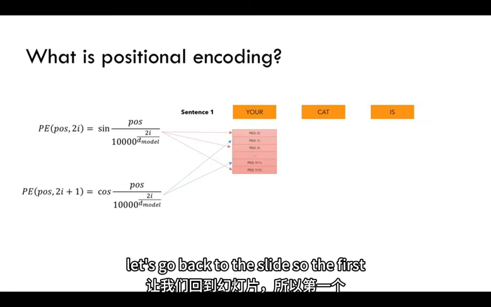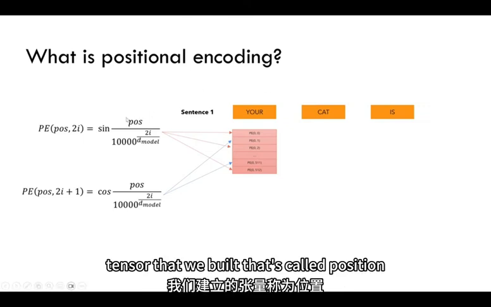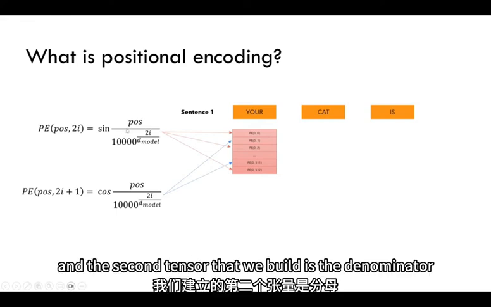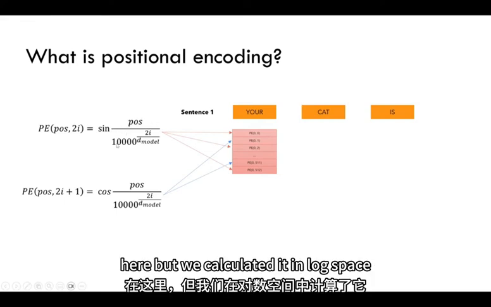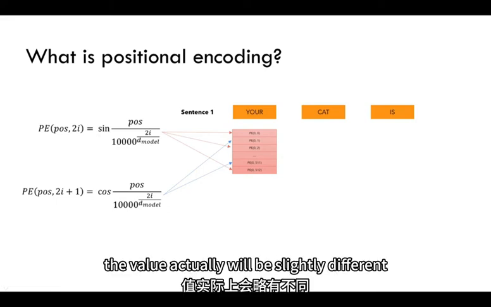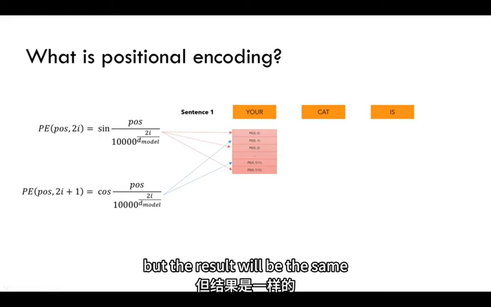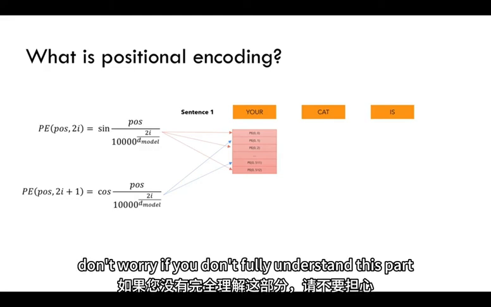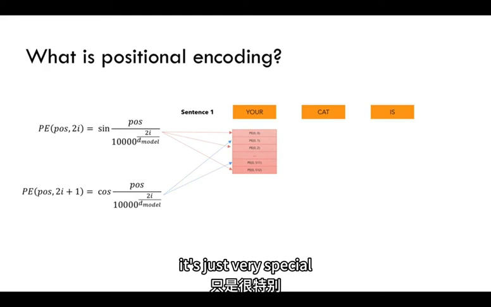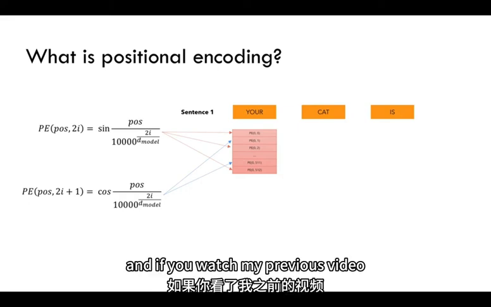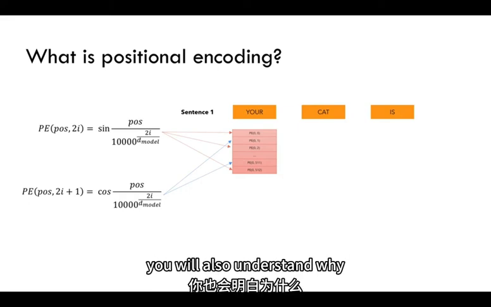Let's go back to the slide. So the first tensor that we built that's called position, it's this pos here, and the second tensor that we built is the denominator here, but we calculated it in log space for numerical stability. The value actually will be slightly different, but the result will be the same. The model will learn this positional encoding. Don't worry if you don't fully understand this part. It's just very special, let's say, functions that convey this positional information to the model. And if you watch my previous video, you will also understand why.